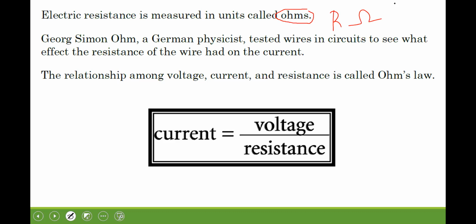As I told you before, the current is directly proportional with the voltage and inversely proportional with the resistance. So we can say that I is V over R. This is Ohm's law.